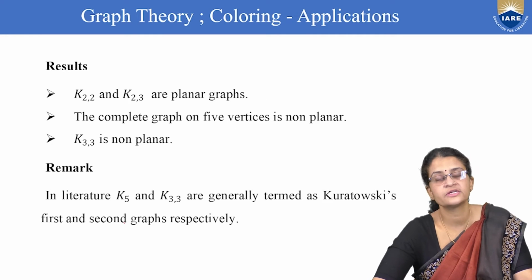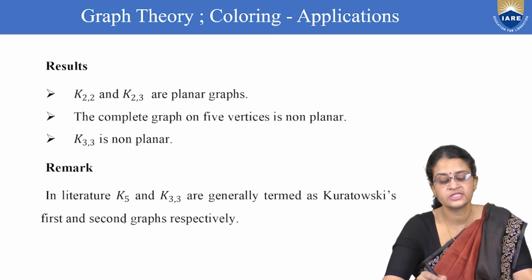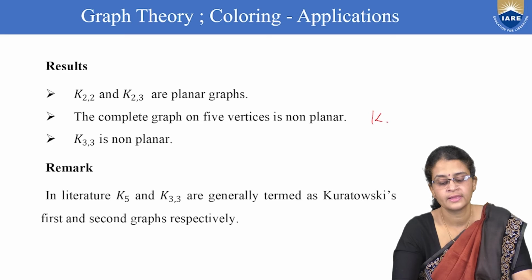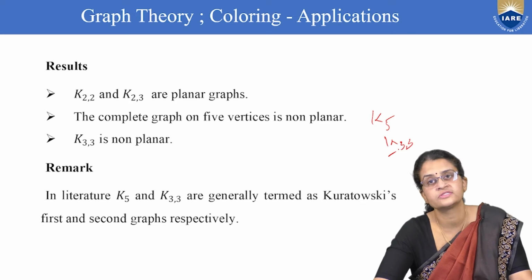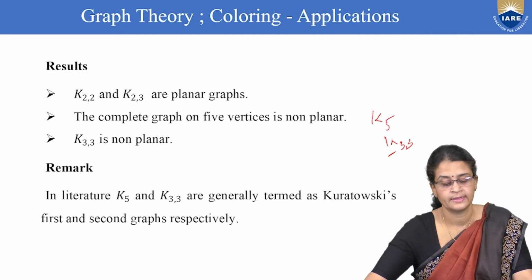Now we have some important results on planar graphs. That is, K22 and K23 are planar graphs. The complete graph on 5 vertices, K5, is non-planar. K33, the complete bipartite graph on 3 and 3 vertices, is non-planar. These are usually termed Kuratowski's first and second graph respectively.